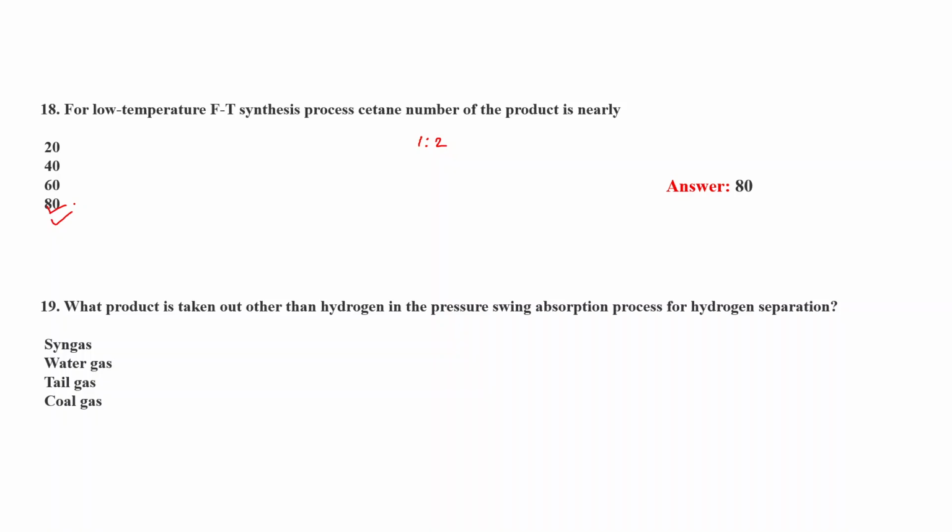Question number 19. What product is taken out other than hydrogen in the pressure swing absorption process for hydrogen separation? It is basically tail gas, the mixture of all other gases. In PSA, when this mixture of gases goes in, hydrogen is removed and the mixture of all other gases is called tail gas.